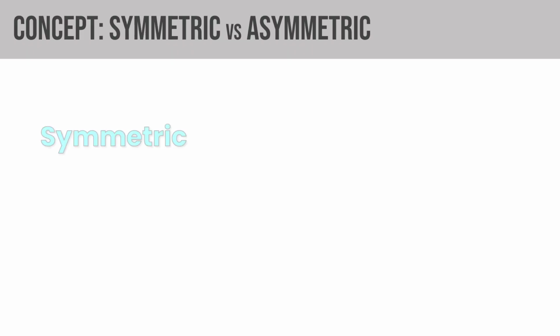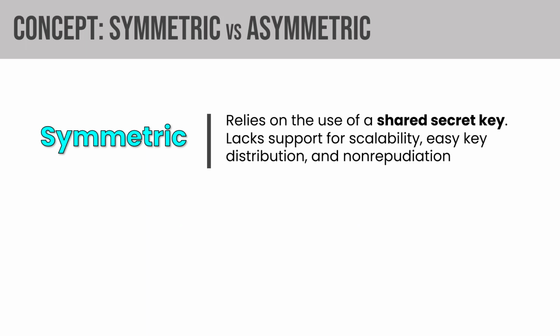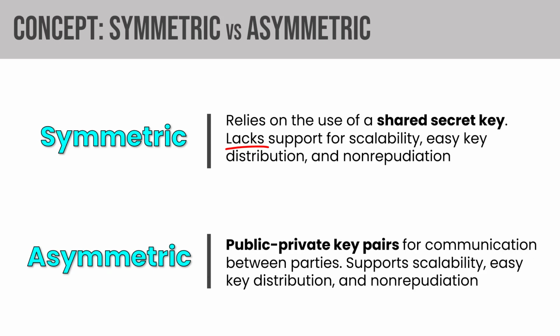Also on the exam objectives are symmetric versus asymmetric cryptography. You'll want to know the difference. Symmetric cryptography relies on the use of a shared secret key. It lacks support for scalability, easy key distribution, and non-repudiation. It has a challenge in that respect. Asymmetric, or public key cryptography, uses public-private key pairs for communication between parties. It supports scalability, easy key distribution, and non-repudiation.